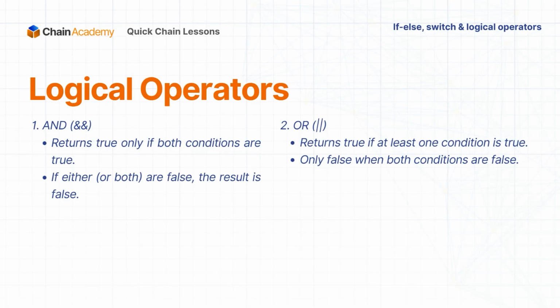Next is the OR operator. The OR operator is more flexible. It returns true if at least one condition is true. It only returns false if both conditions are false. So the OR operator works like saying, is this true or that true or both? Together, these two operators let us combine conditions in powerful ways, depending on whether we need all conditions to be true or just one of them.